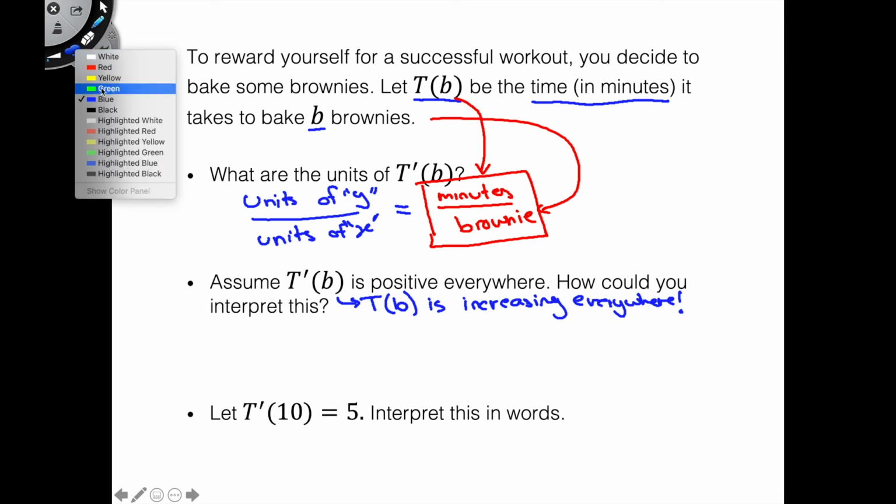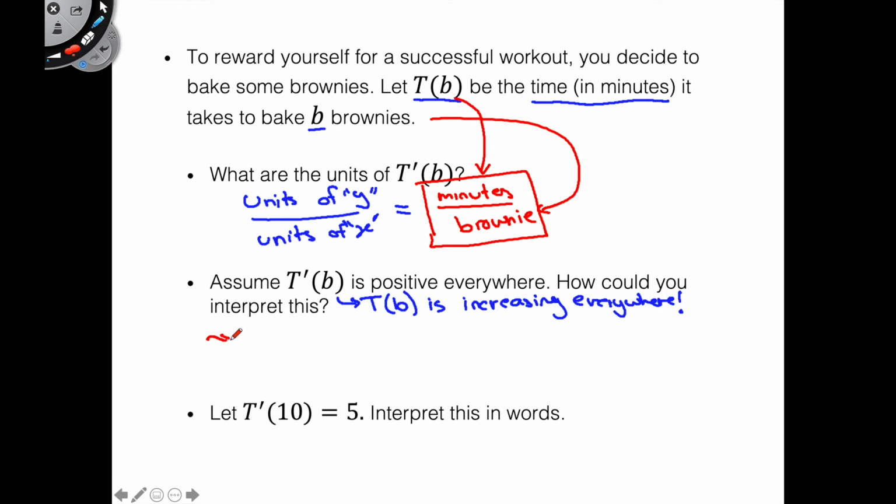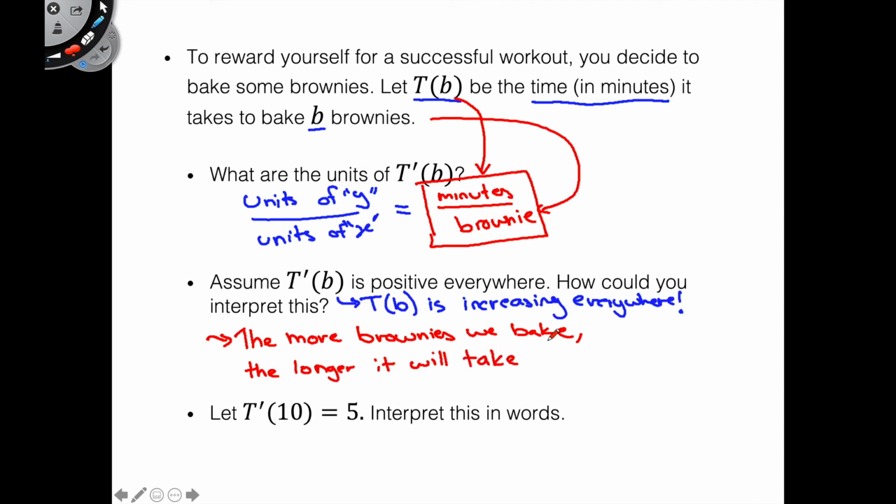So given this, how could we interpret this in the context of this problem? Well, that tells us that the more brownies we bake, in other words, as B gets larger and larger, then the more time it's going to take. The more brownies we bake, the longer it will take. And hey, that rhymes. Pretty cool. But yeah, the idea is that as B gets bigger, because T is increasing everywhere, T is also going to get bigger. Right? That's the idea there.